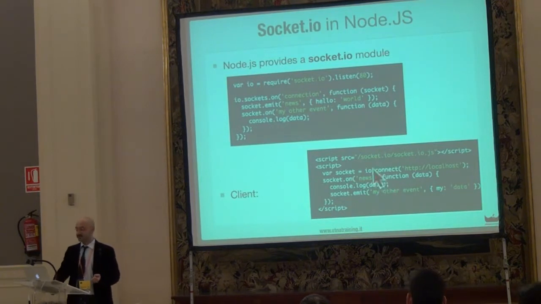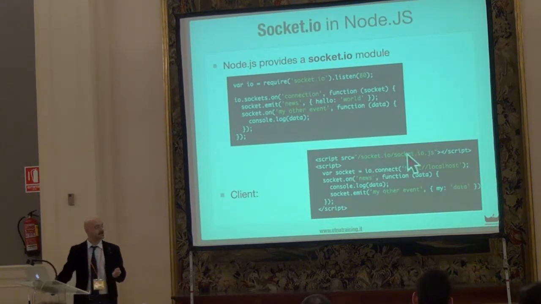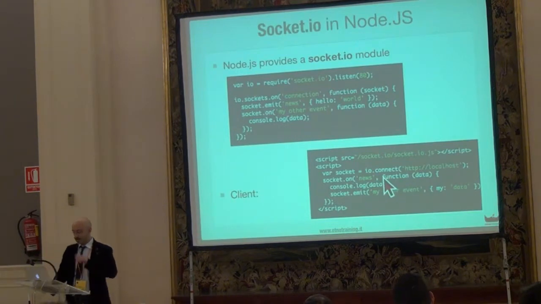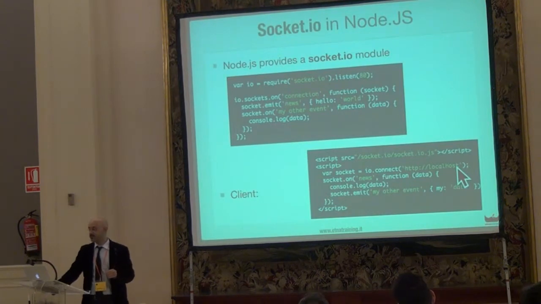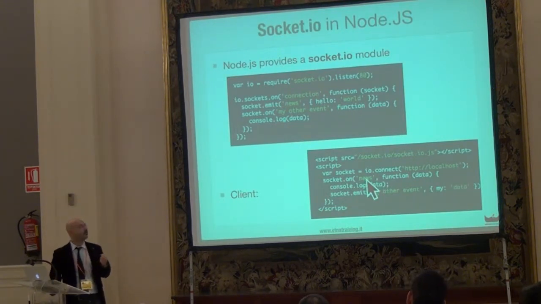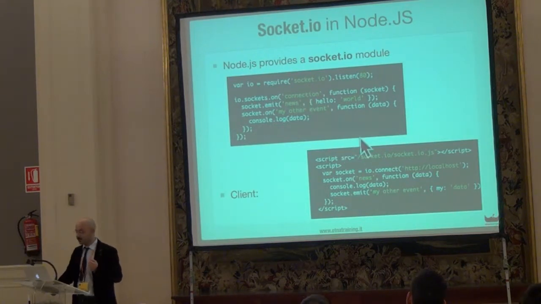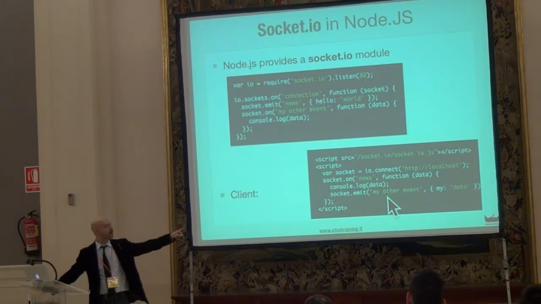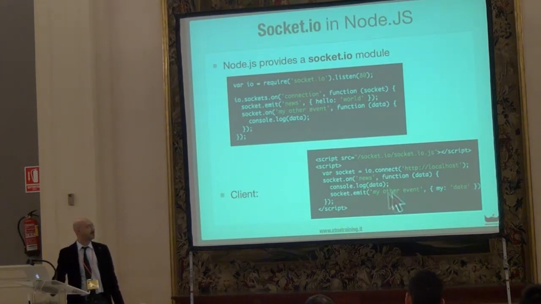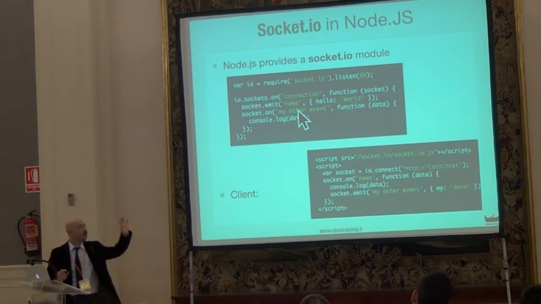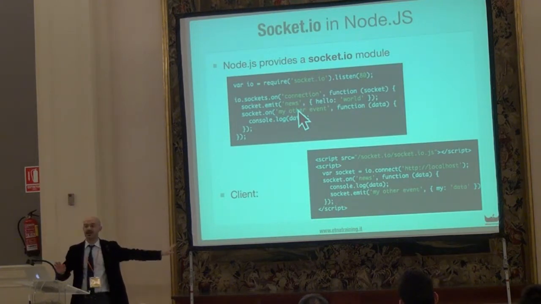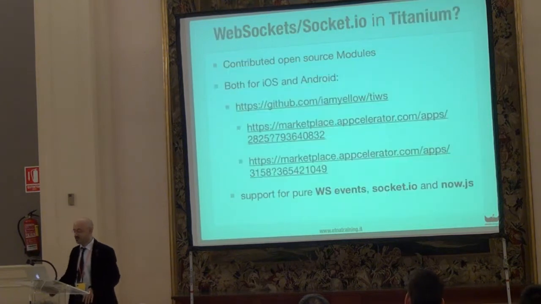On the client side, we just use the script tag to include the Socket.io JS library. We connect to the server. Notice that we connect to port 80 of HTTP, and we listen on the news message. So the server will send this hello message, and on the way back, the client will emit my other event that will be received by the server. So it's really super easy. Once you have learned these 3 callbacks, you know Socket.io.